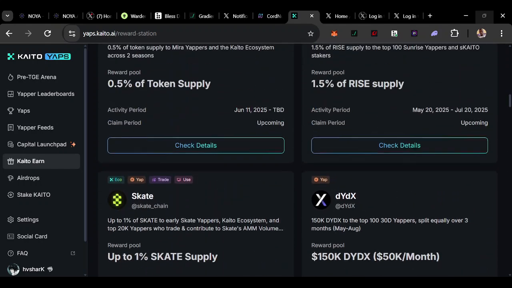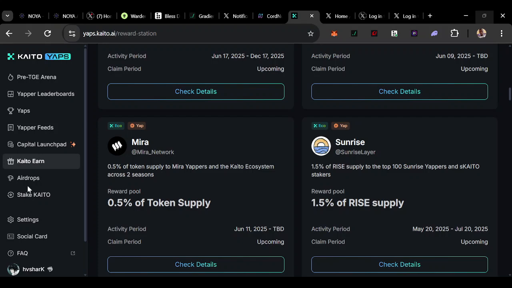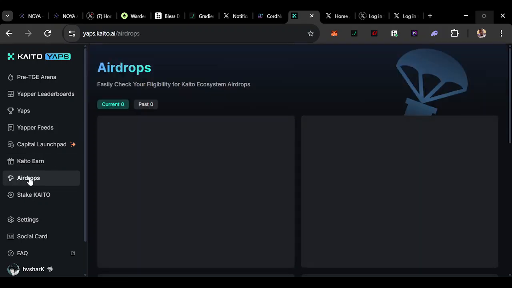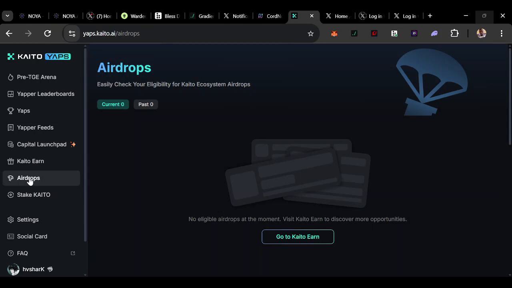Just go through them. I'm going to show you how to utilize this information. We are getting there now. Under airdrops, this is where you see if you are given any airdrop. If you were given any airdrop in the past, you will see it here, the ones you have claimed. If you are given any currently, you are going to see it here, and this is where you claim your airdrop.